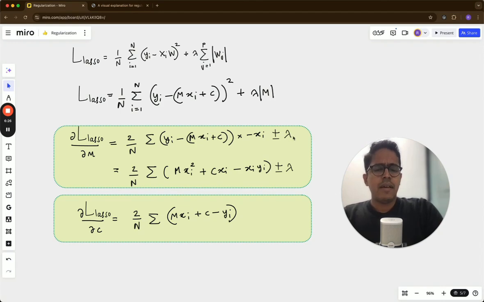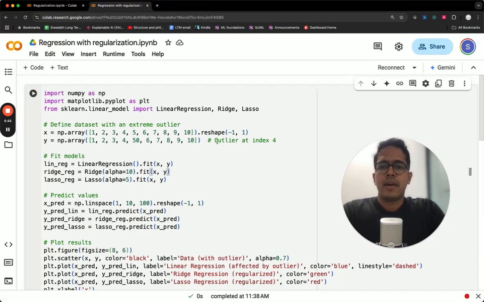Also, just have a look at the absence of any model parameter here. So this is simply lambda. So if lambda is 1, the gradient due to lasso, this term, is simply plus lambda or minus lambda. Okay. Now let me open the other code which I have implemented.